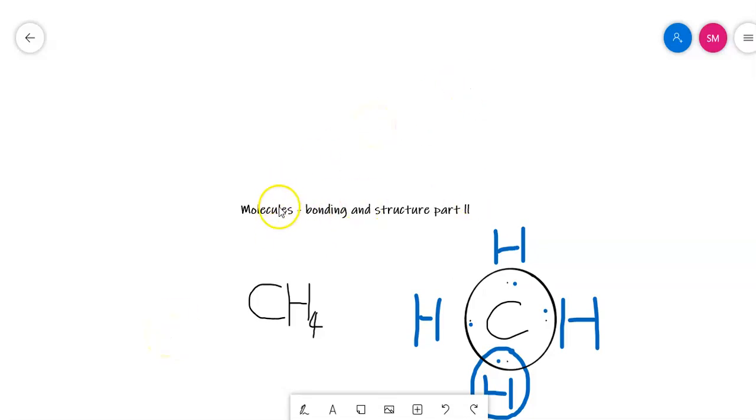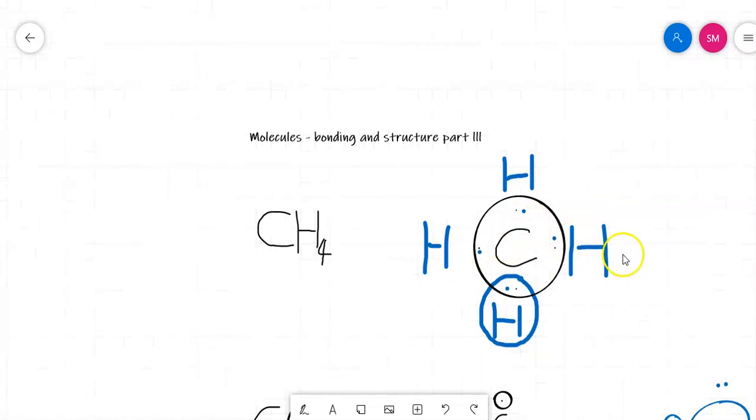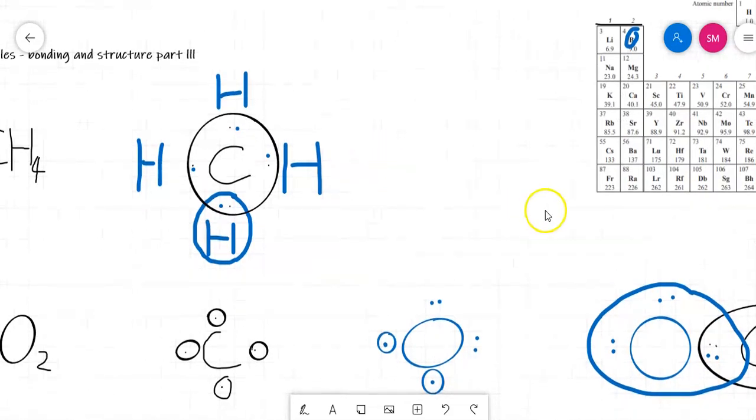We're looking at molecules, bonding and structure, this time part 3. So, getting on with it. In the last videos we looked at molecules, what they were, non-metal atoms bonded to non-metal atoms, and that they were covalent bonds. And we looked at Lewis diagrams, which were how we would visualize how those molecules look, where those bonds are. So we've done some examples of some Lewis diagrams there.